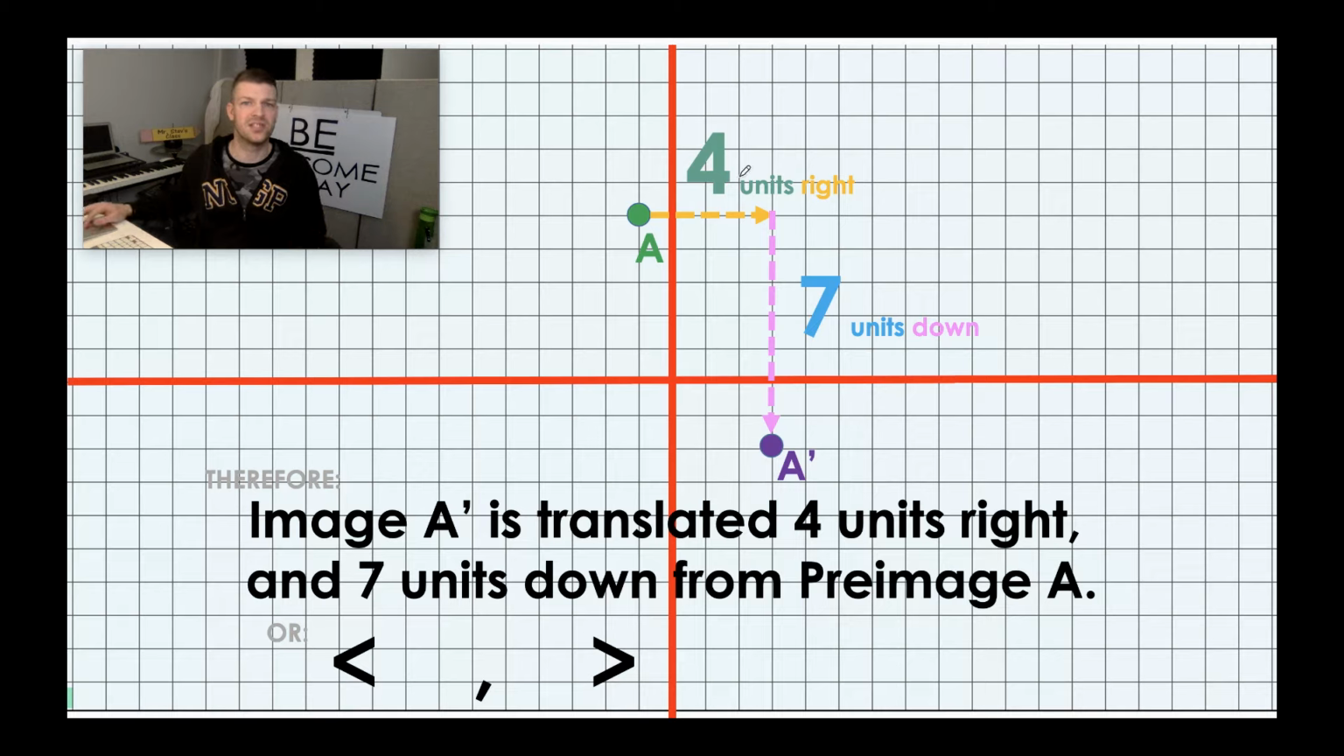So since it's 4 units to the right, right is positive, so we don't have to write a positive 4. We're just going to write 4, and 7 is in the down direction, which is a negative. So we're going to make that -7. So we have the vector pointy bracket 4, -7, closed vector.